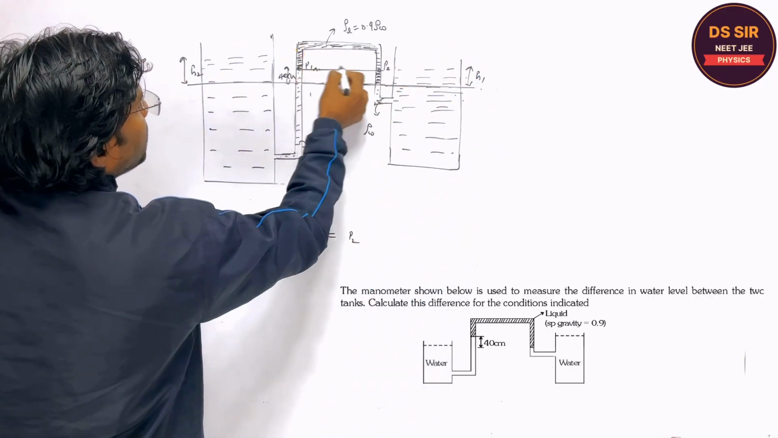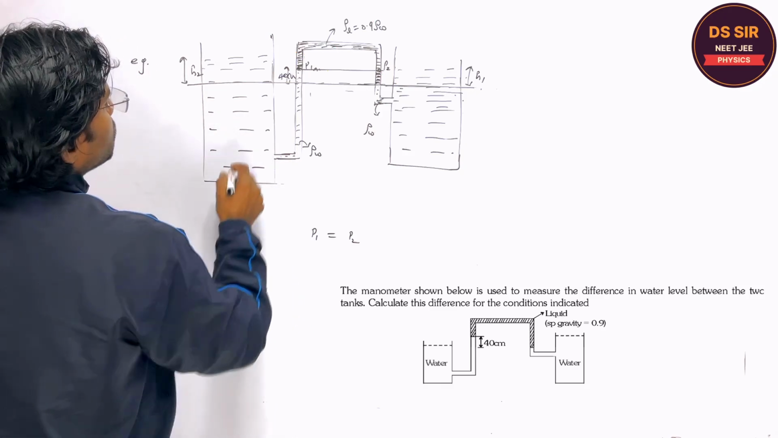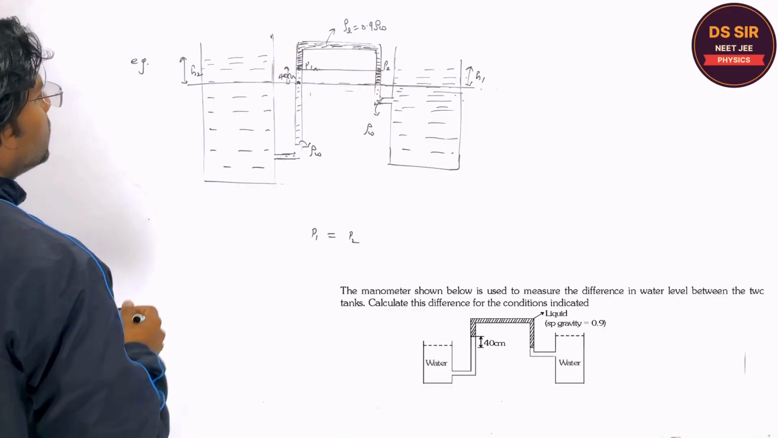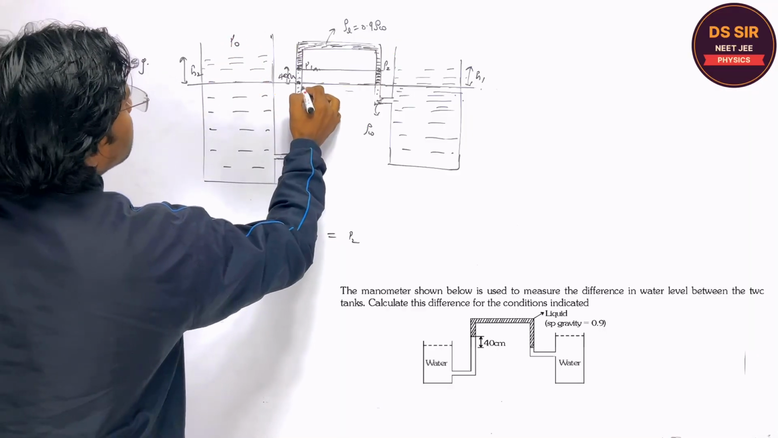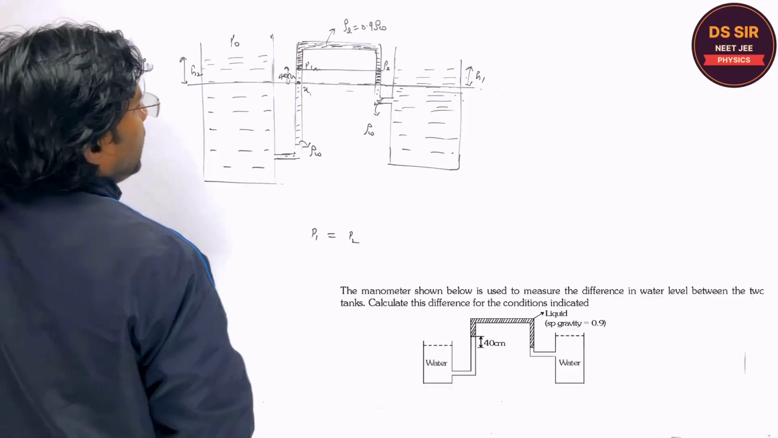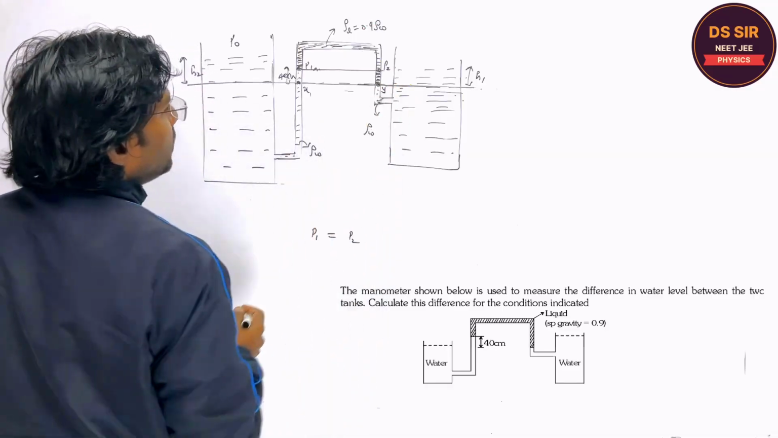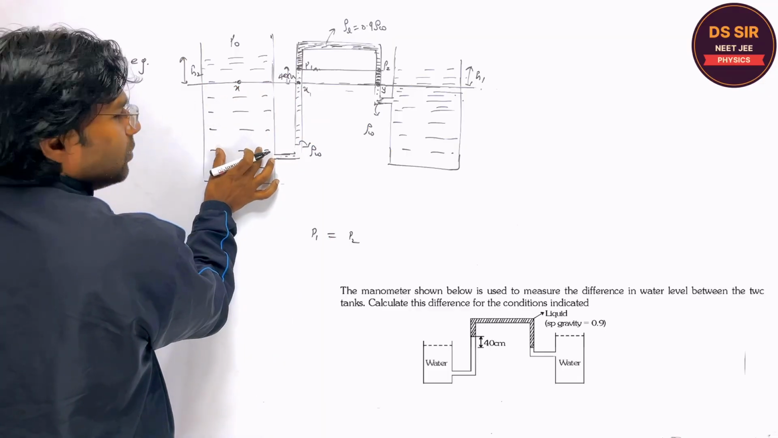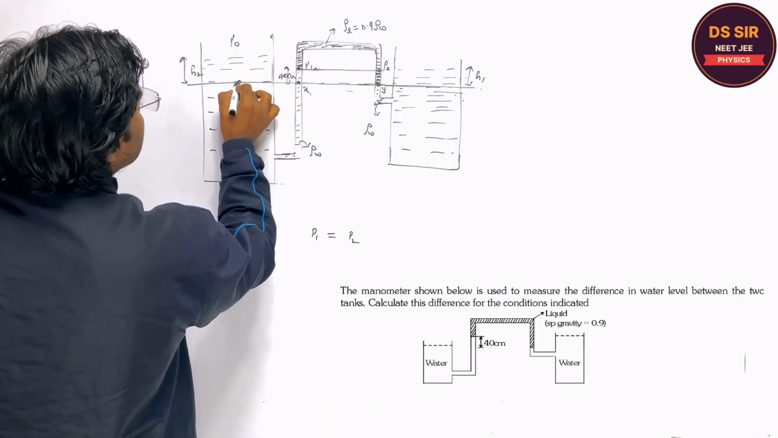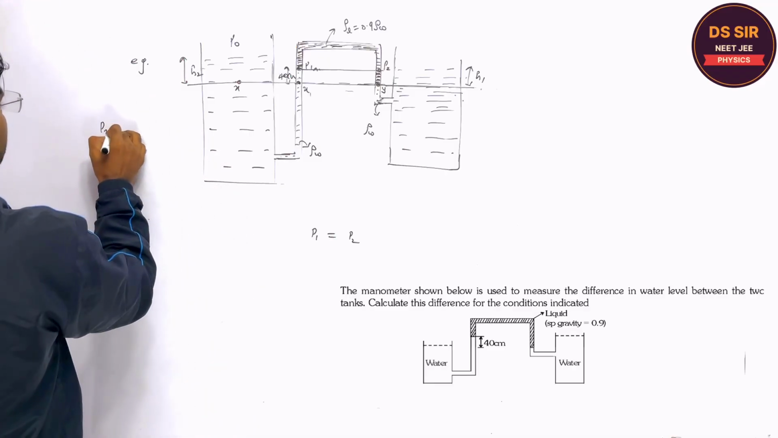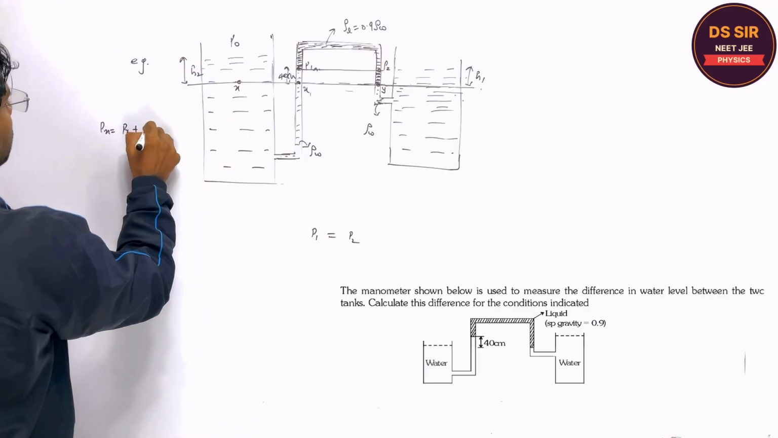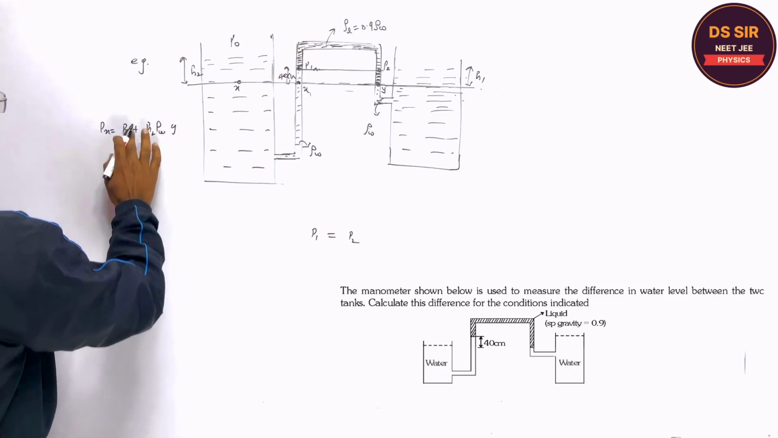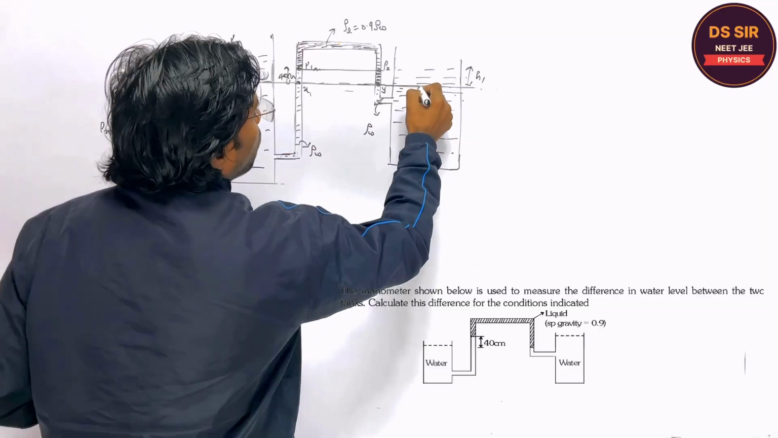So if pressure P1 and pressure P2 are the same, what is the pressure at this point? You tell. Pressure at this point is P0. I assume this is X, and assume Y over here. So at this point, it is the same liquid, so the pressure at this point will be the same. So what is the pressure at X? The pressure at X will be equal to P0 plus H2 into rho water into g. Is it fine? What about the Y pressure?